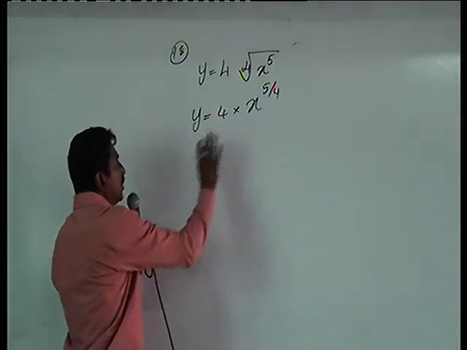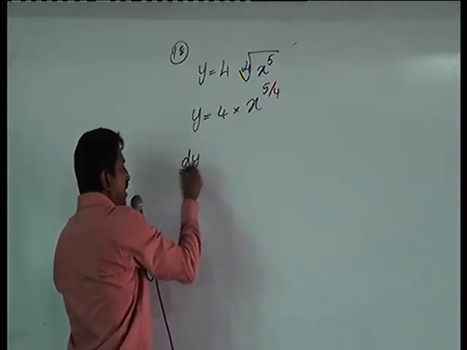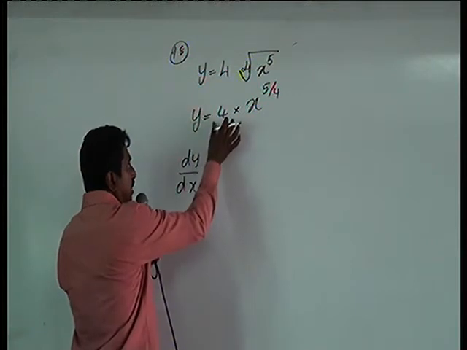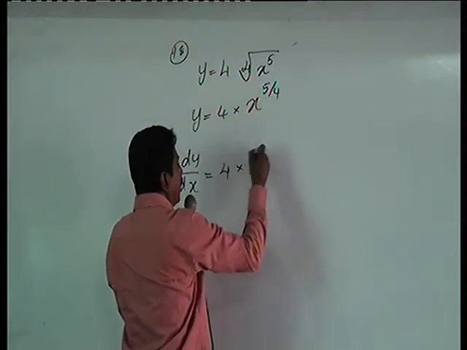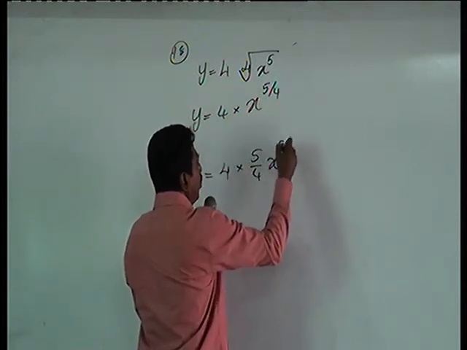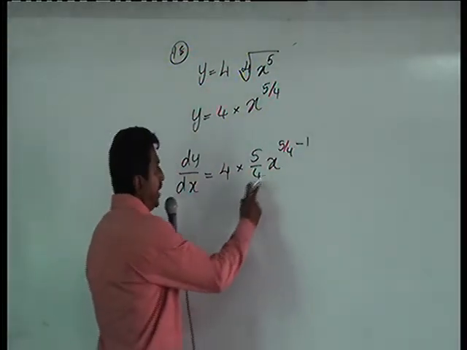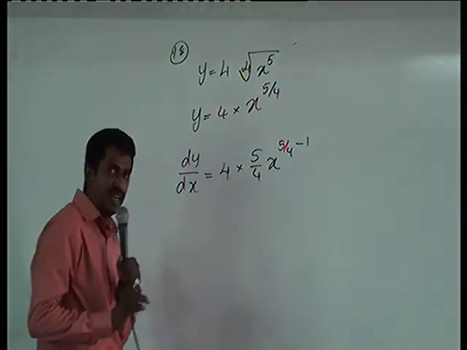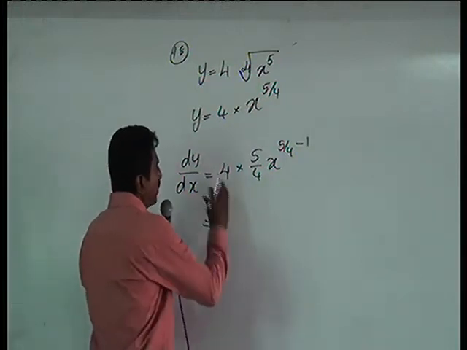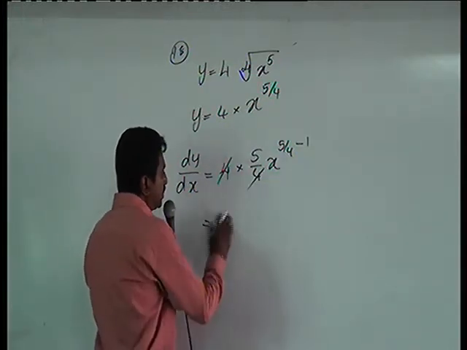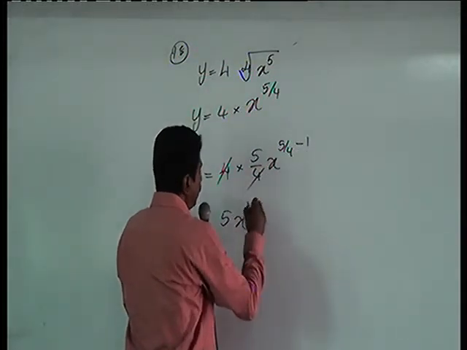Now look at this. We can keep the coefficient as it is. So dy by dx, keep the coefficient as it is, 4 into here. Differentiate 5 over 4 x to the power 5 over 4 minus 1. Very clearly, n x to the power n minus 1. That is the only rule we have learned about differentiation. So 4 and 4 you can cancel. So the answer is 5 x to the power 5 over 4 minus 1, which is 1 over 4.